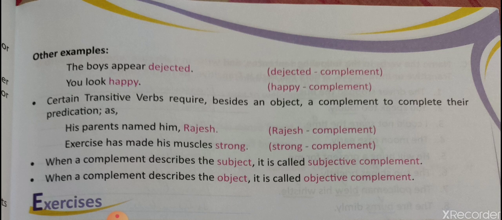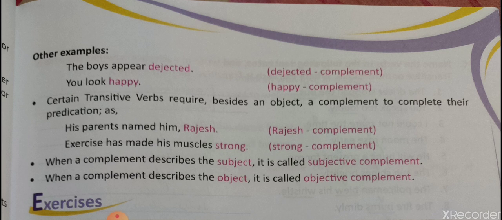Certain transitive verbs require, besides an object, a complement to complete their predication. "His parents named him Rajesh." If we had used only "his parents named him," we would know that he has got a name. But since they have mentioned the name, we know that the name is Rajesh. So Rajesh is acting as a complement of the verb.